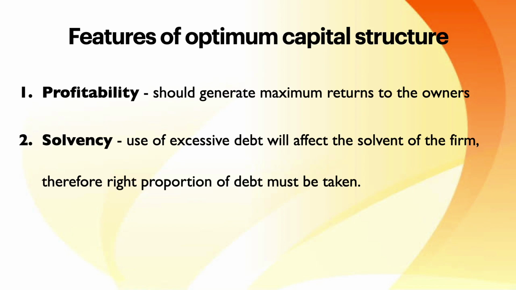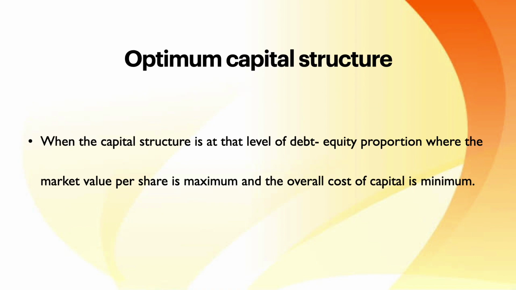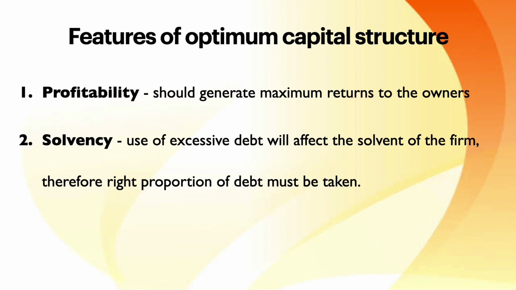Next topic is features of optimum capital structure. Now we know what is optimum capital structure. Let's look at 5 different points for which it says features. That means what should the optimum capital structure consist of? How should that be?